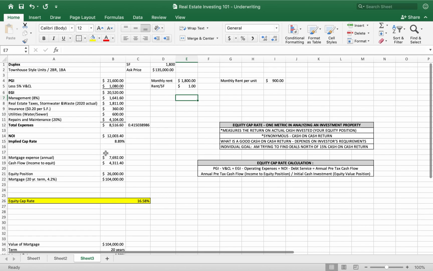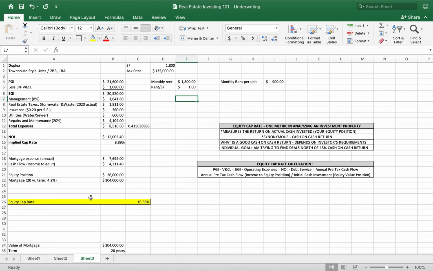But as I mentioned, today I'm focusing on a metric used by a lot of people. I use it as just a measurement of your return on your investment, the actual cash, your equity position in a deal. Equity cap rate is synonymous with cash on cash return. If you hear that term, they're interchangeable.